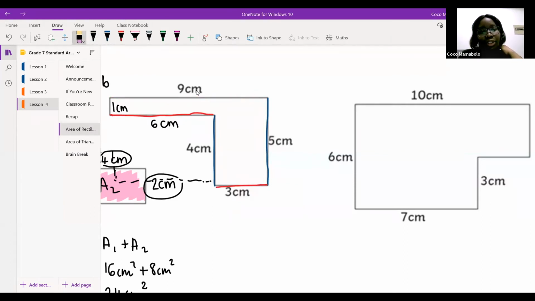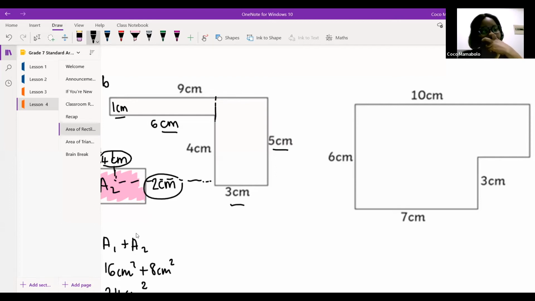Now, I then have to take my rectilinear shape and split it into rectangles. Now, I can split it this way. And this first rectangle over here will be 5 centimeters by 3 centimeters. And this one over here will be 6 centimeters by 1 centimeter. And that's where we're going to get this.